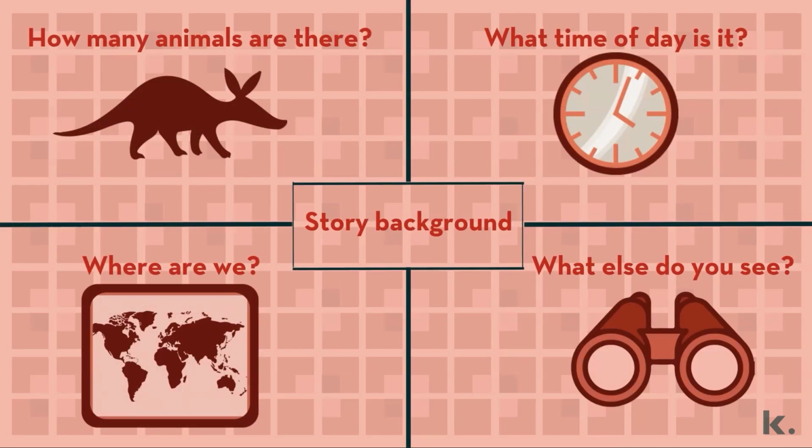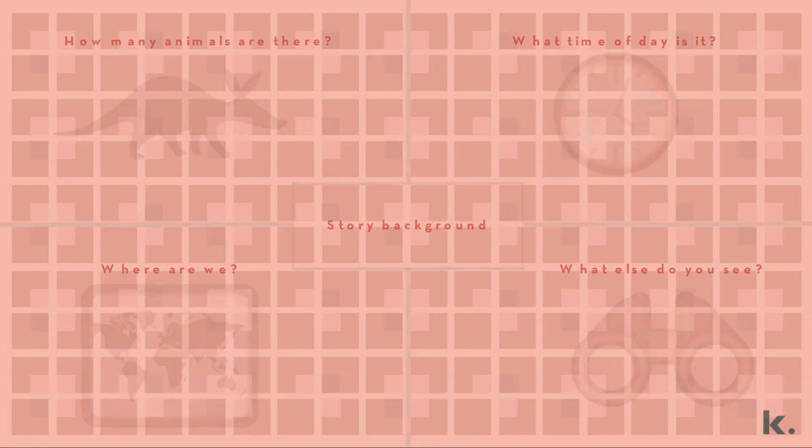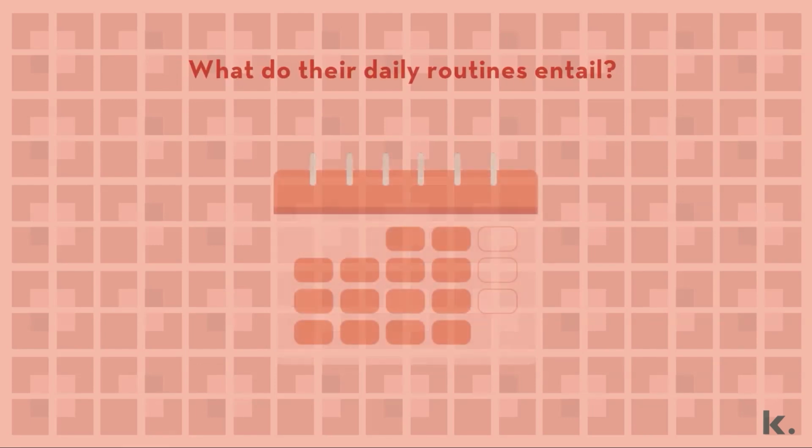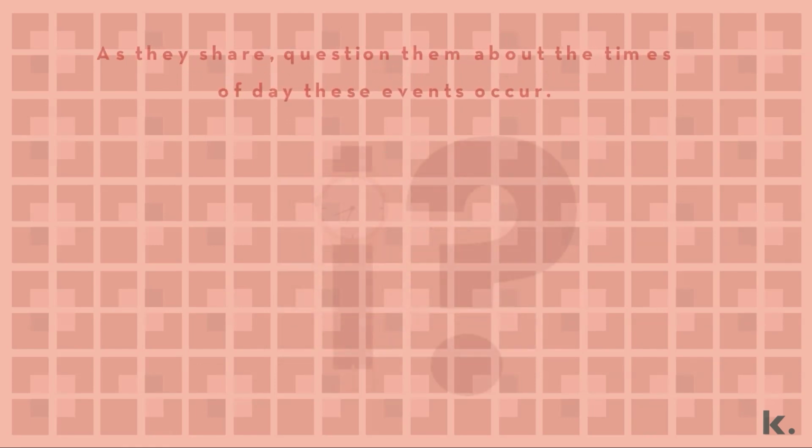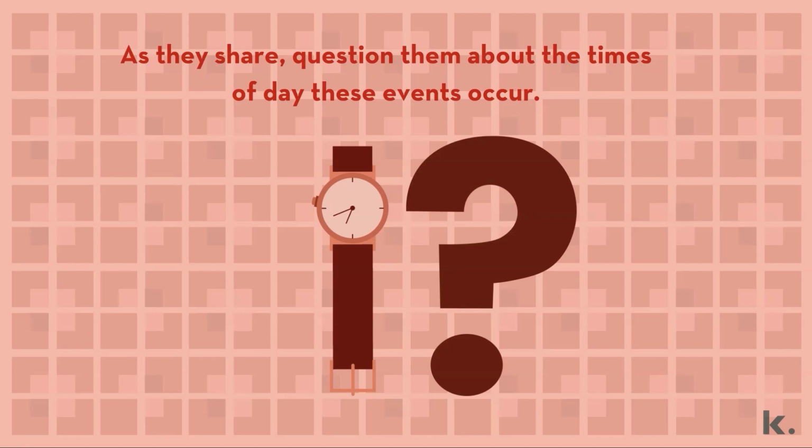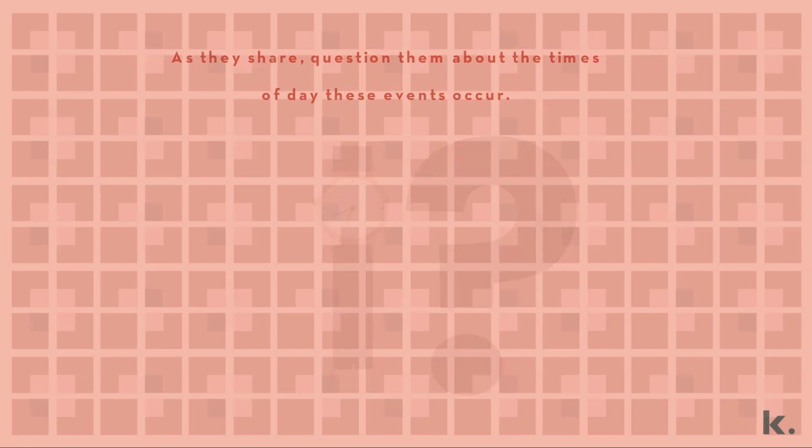Make reference to any anchor charts, thinking maps, or activities that your children may have completed during your introductory lessons to time. Have the children share what happens in a typical day in their lives. What do their daily routines entail? As they share, question them about the times of day these events occur.